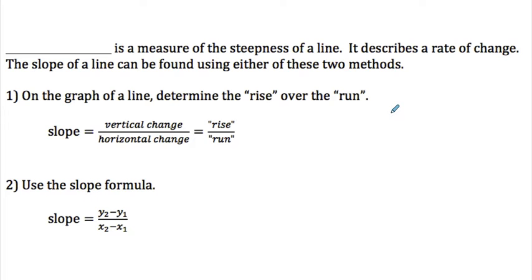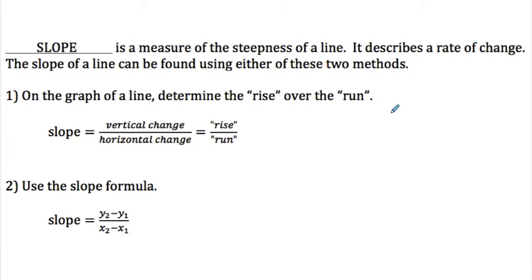Alright, so when we are measuring the steepness of a line, we have a couple of terms that we will use for this. The first one we're going to talk about is slope. So slope, fill that in. Slope is the measure of the steepness of a line. Here's another term, rate of change is another thing that we will use to represent slope.